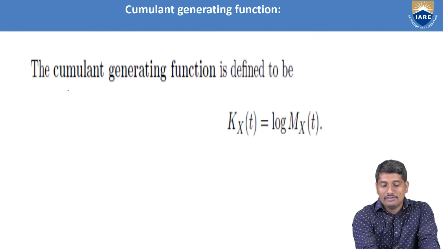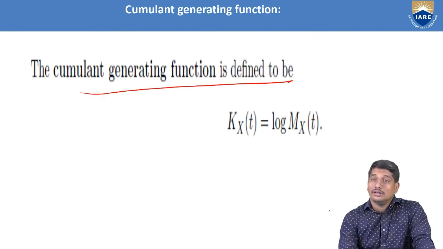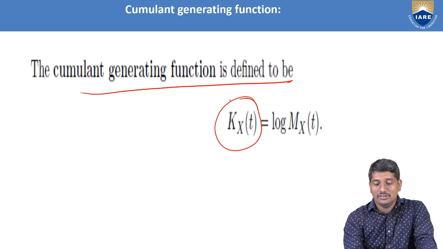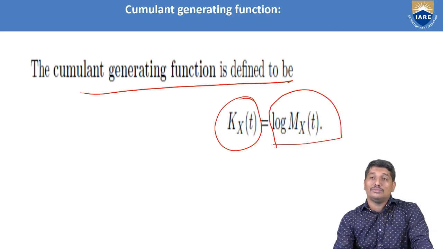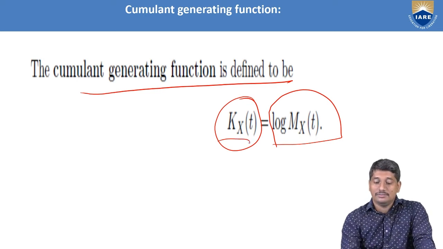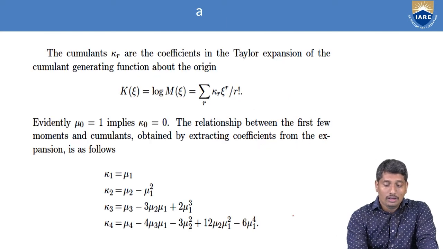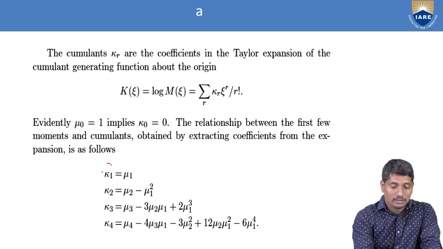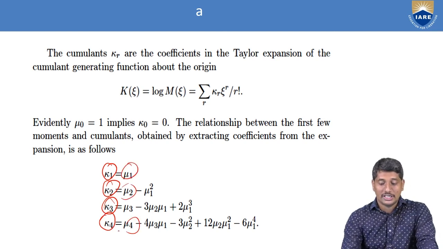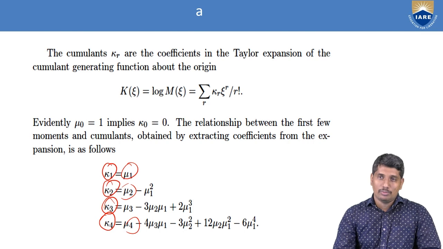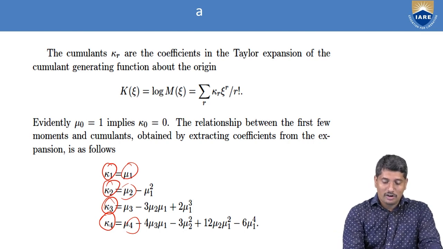Before that, let us have a look at the cumulant generating function of a distribution, which is denoted by K_X(t), the logarithm of the moment generating function. The logarithm of the moment generating function is the cumulant generating function. Here we are seeing some interesting relationships between the cumulants k1, k2, k3, k4 and the moments mu1, mu2, mu3 and mu4, etc. These relationships you can calculate with the help of the moment generating function. You can remember them as formulae.